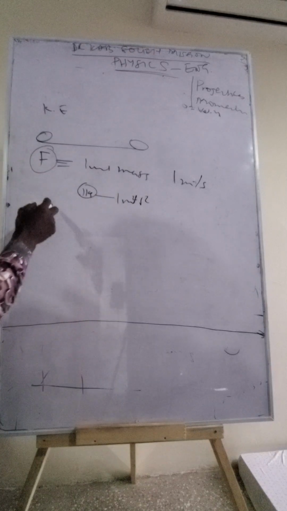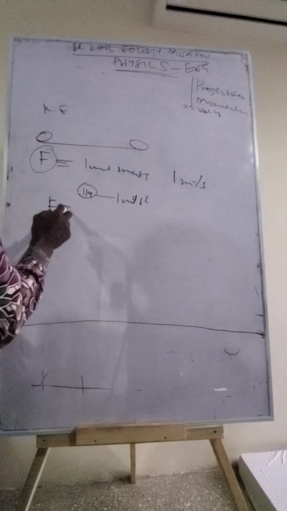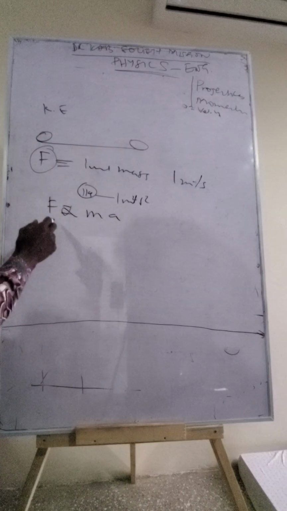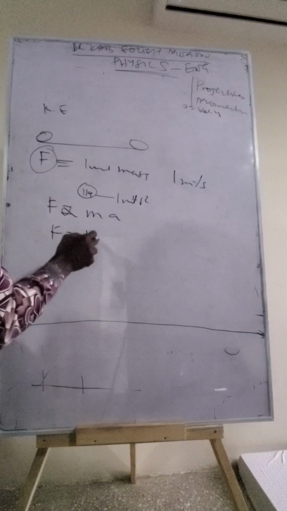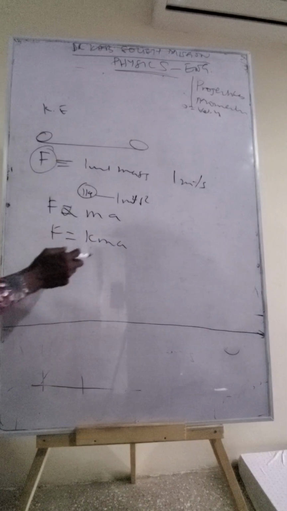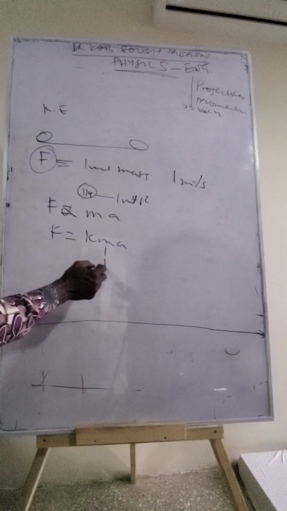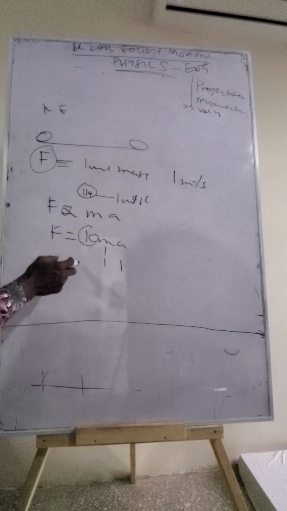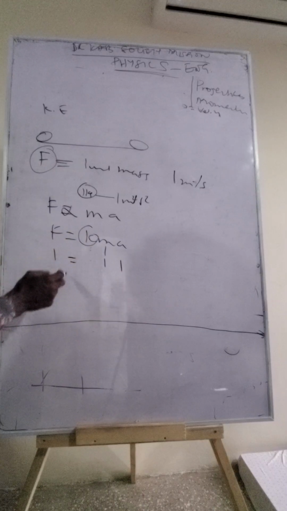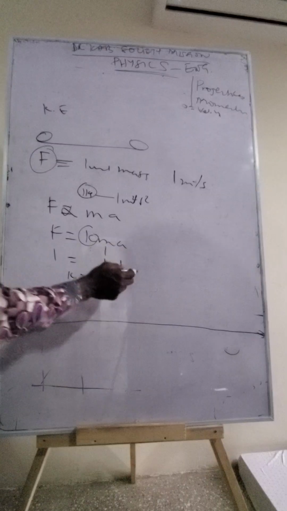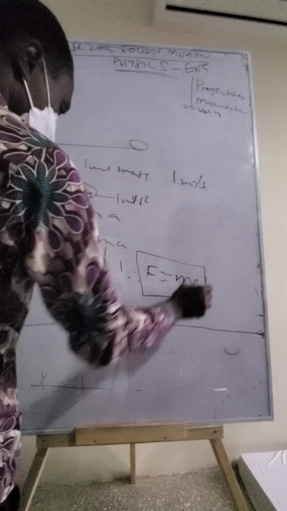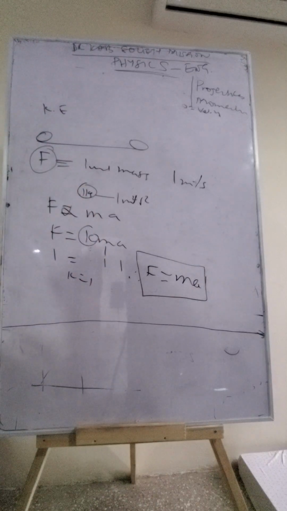So you see that force will then be proportional to mass times acceleration, so force is equal to k m a. But because by definition it is 1 kg by 1 meter per second squared, this constant k is equal to 1. And therefore, force will be equal to mass times acceleration. Right, so that is what we have at the back.